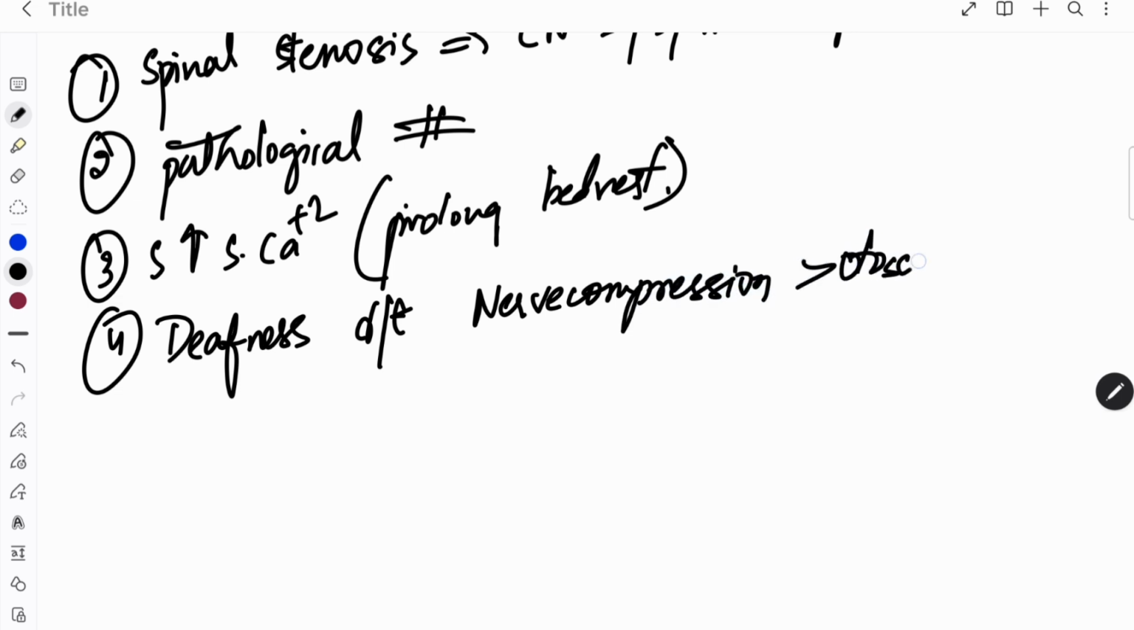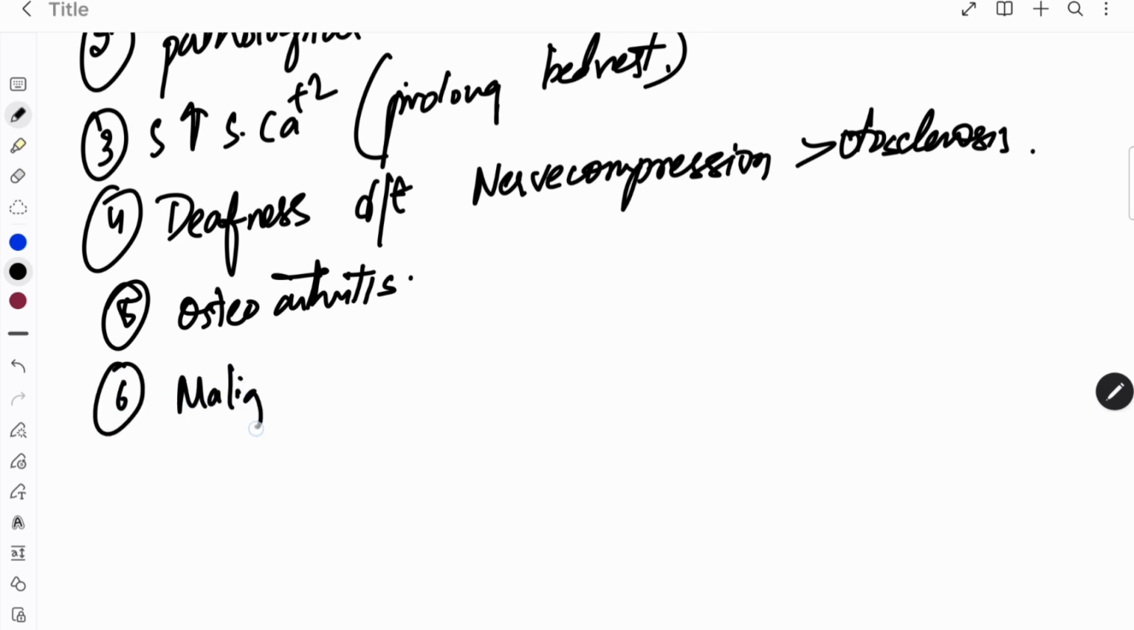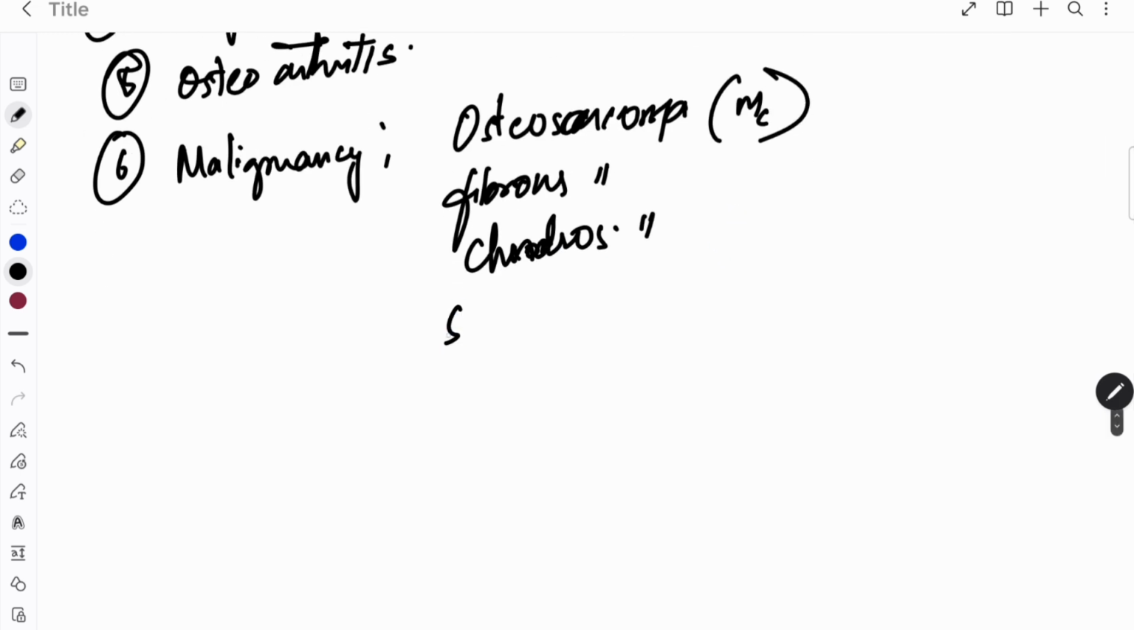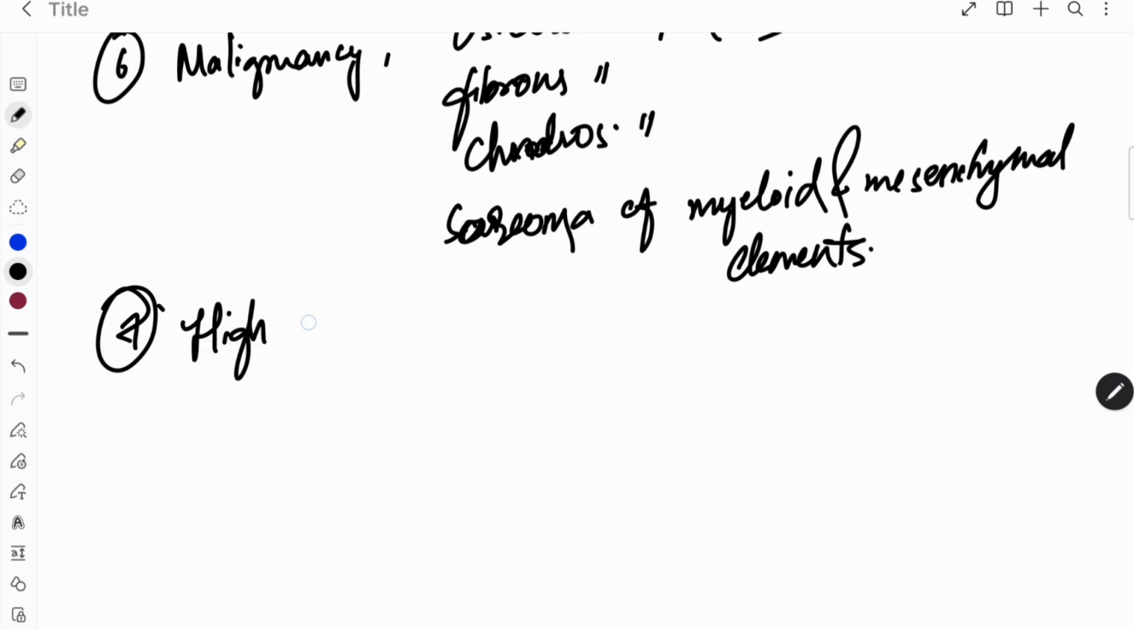then otosclerosis, osteoarthritis, and increased risk of malignancy, which are: osteosarcoma, which is the more common complication of this Paget disease, fibrosarcoma, chondrosarcoma, and also sarcoma of myeloid and mesenchymal elements, and also high output cardiac failure.